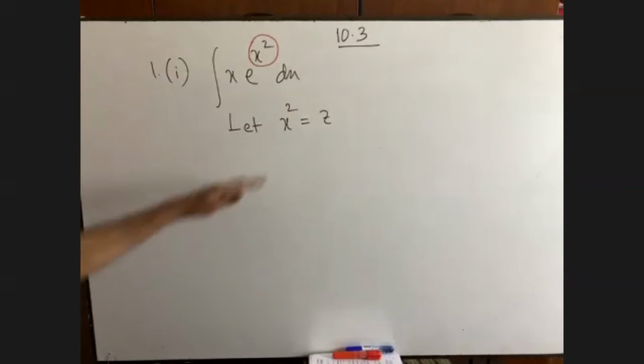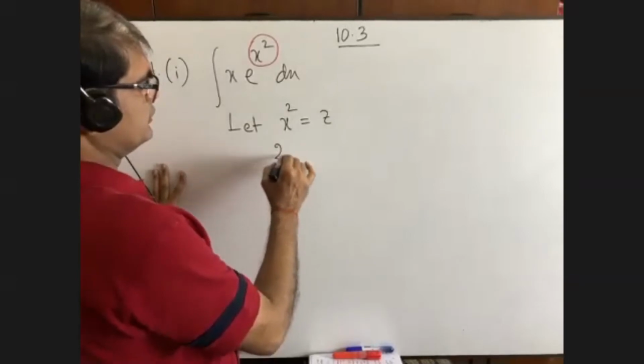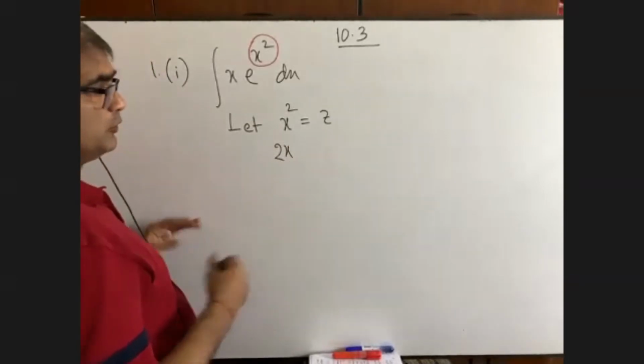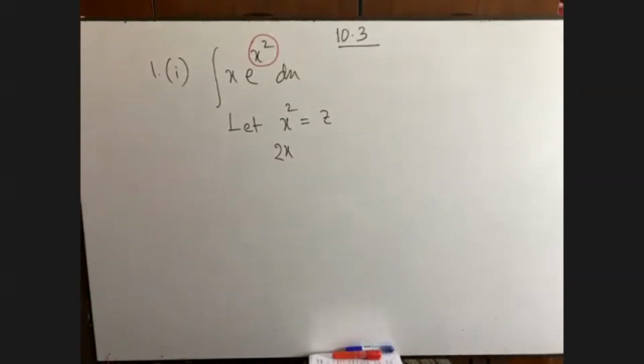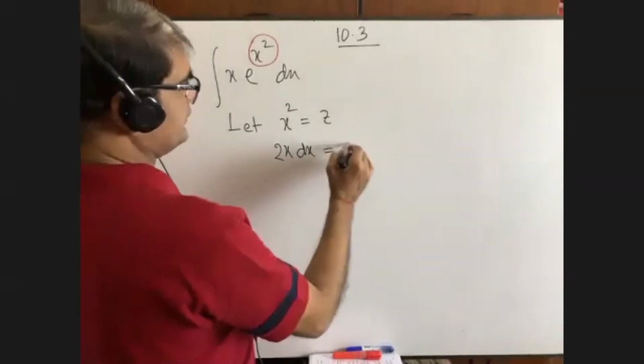Now, you just differentiate it. If we differentiate this x square, what will be our result? Twice x. What is the differentiation of x square? 2x. 2x dx is equal to dz.